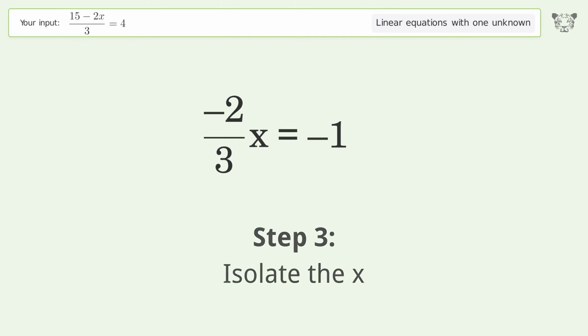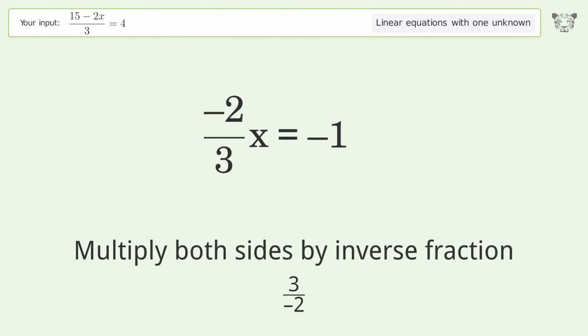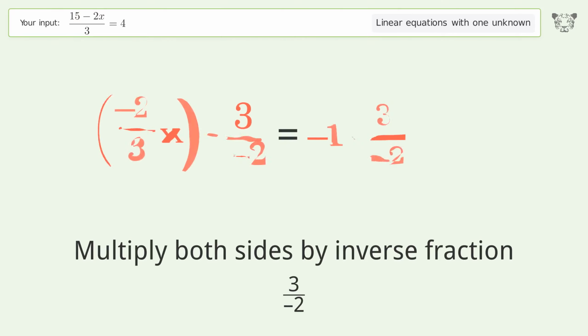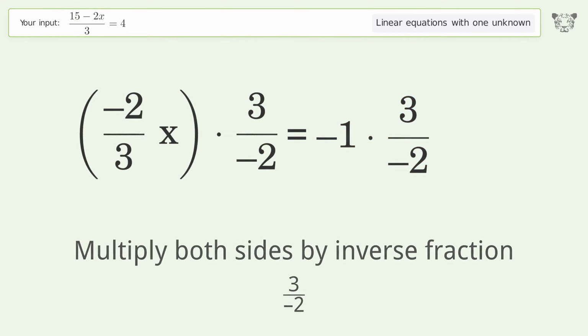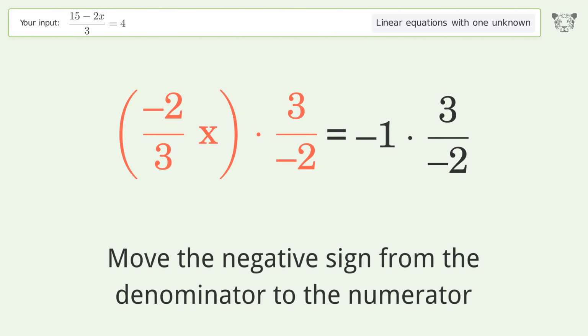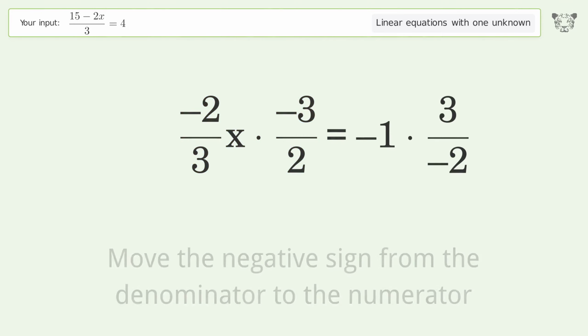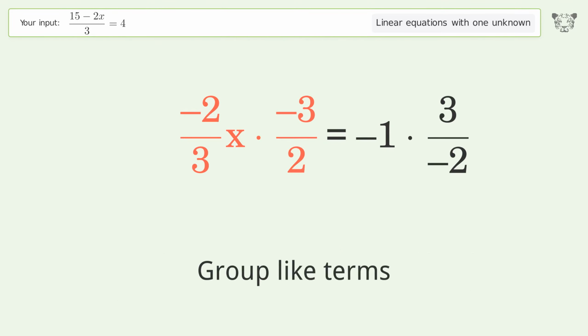Isolate the x. Multiply both sides by inverse fraction 3/2. Move the negative sign from the denominator to the numerator. Group like terms.